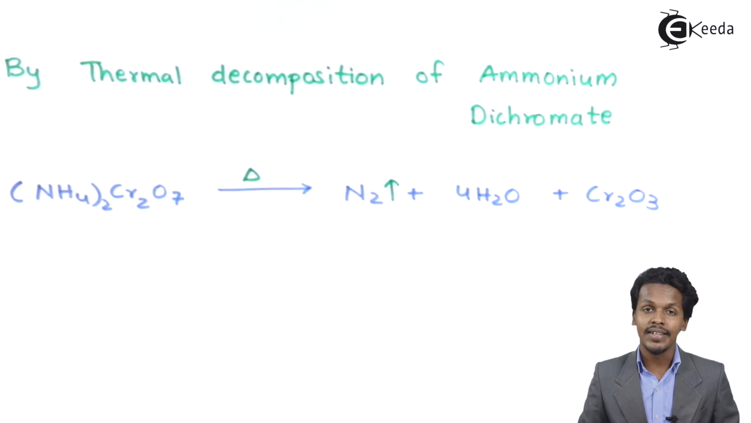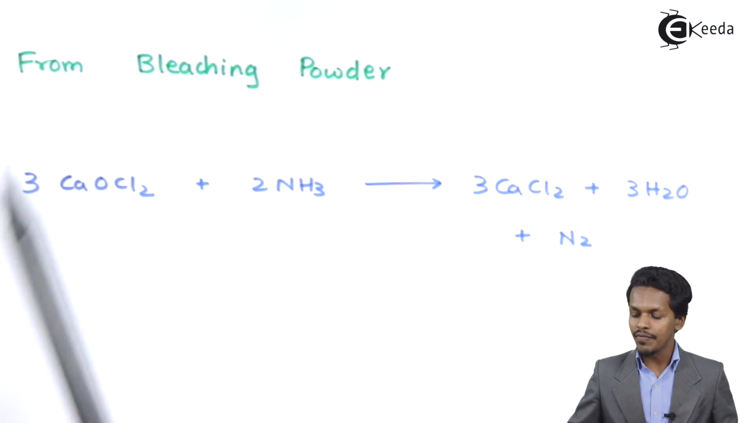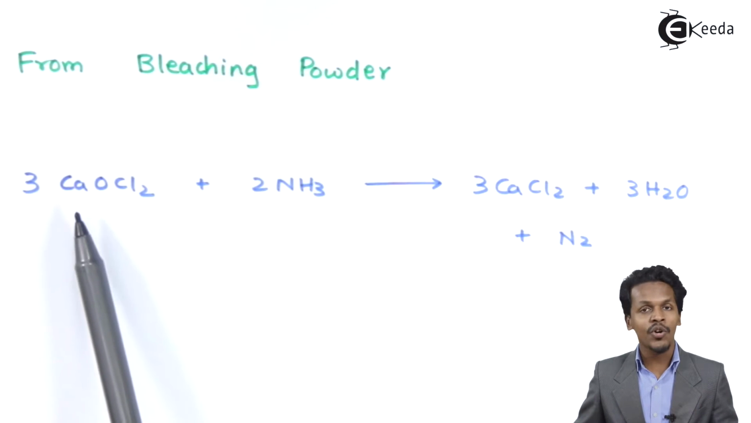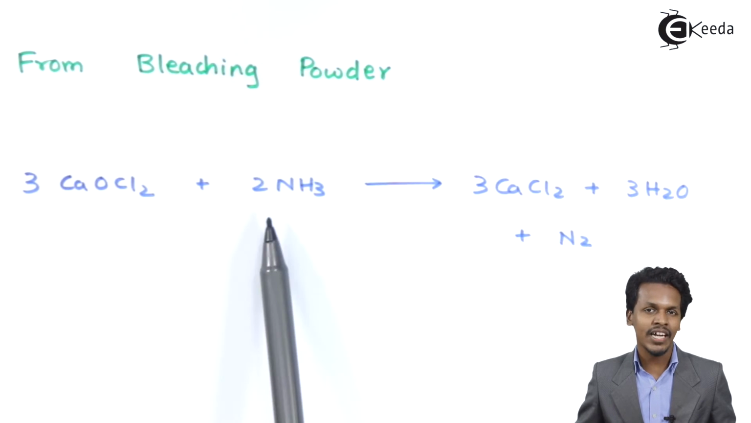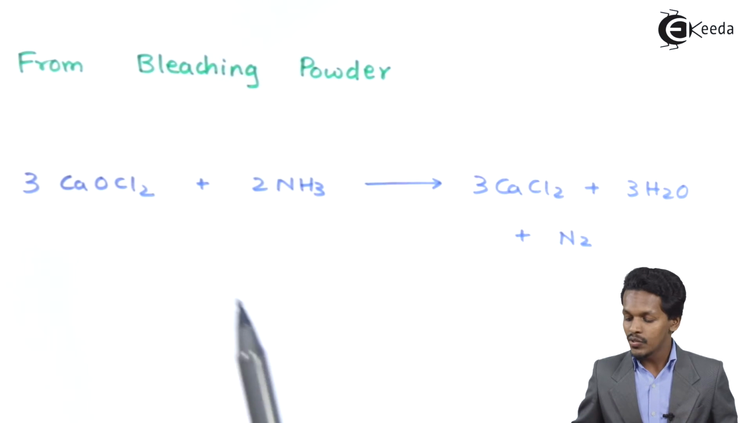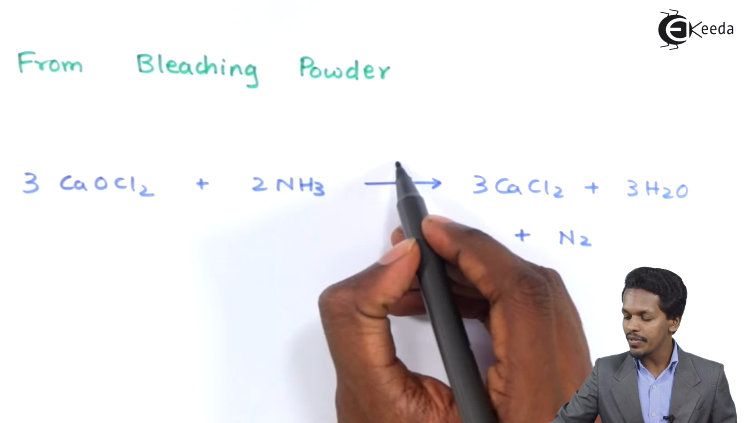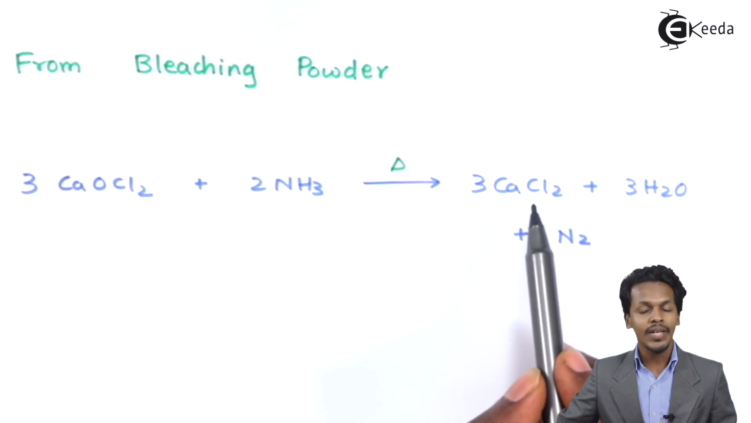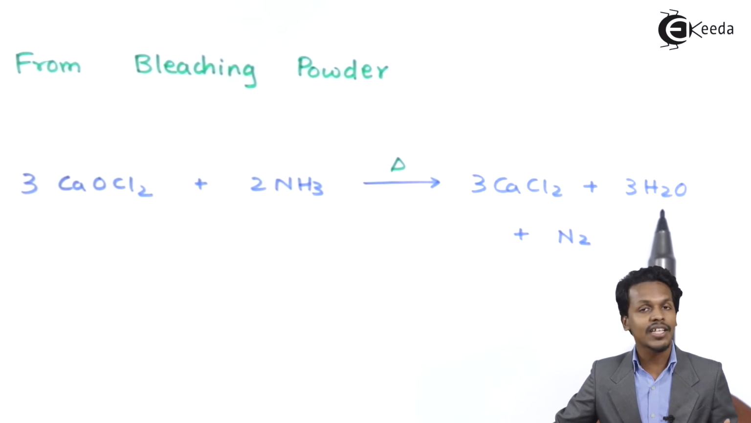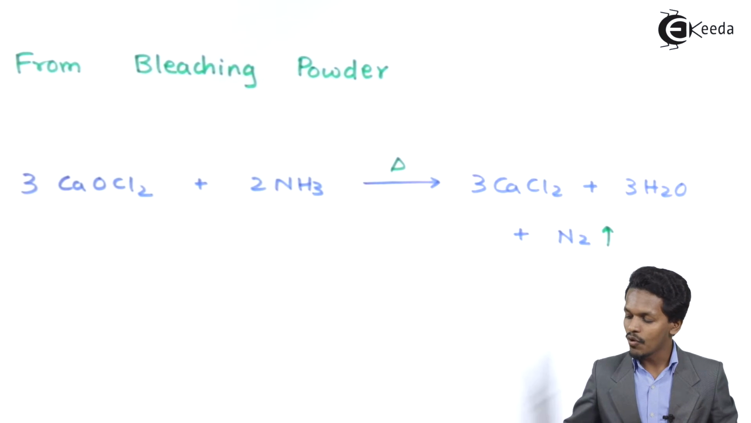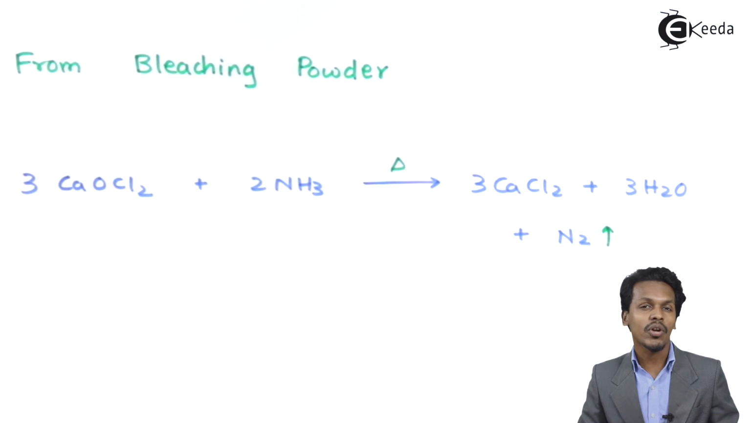This was the second method, and now let me talk about the next method. We can obtain dinitrogen from bleaching powder also. Suppose bleaching powder, that is CaOCl2, is reacted with ammonia, which is a base. In this case, the reaction will occur at a particular temperature so as to obtain CaCl2 as a main product, along with 3H2O. Here also we obtain dinitrogen, which is liberated in the form of gas. So this is one of the other methods, and now let me talk about the next one.